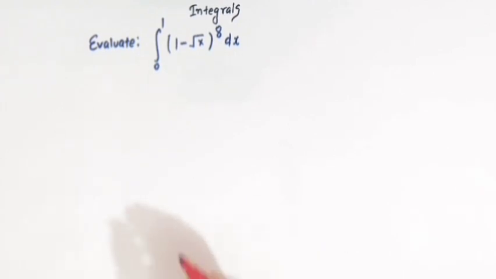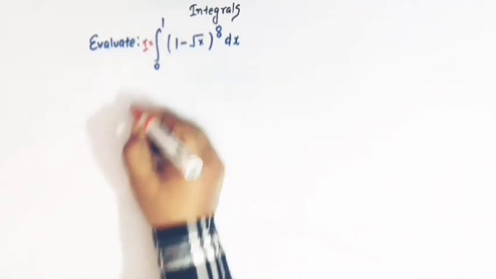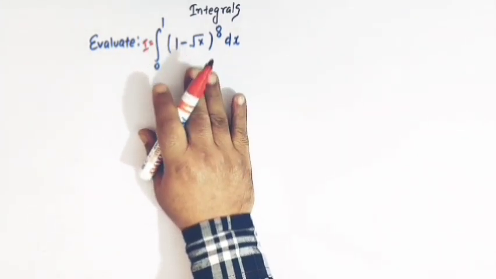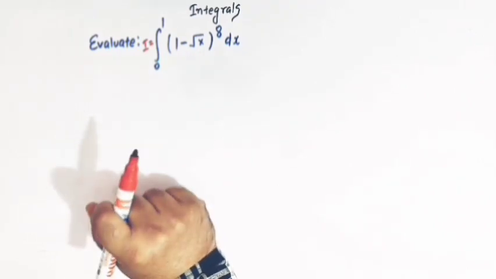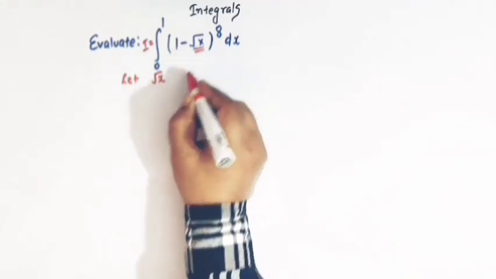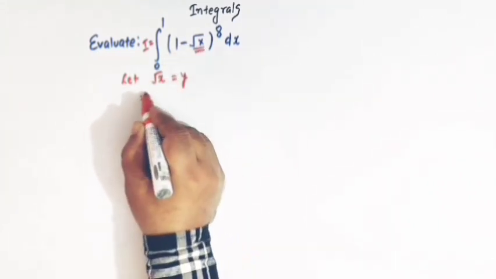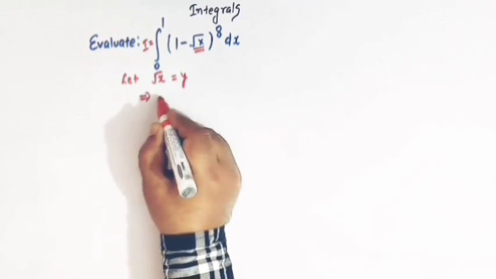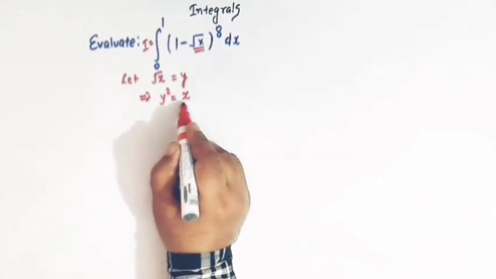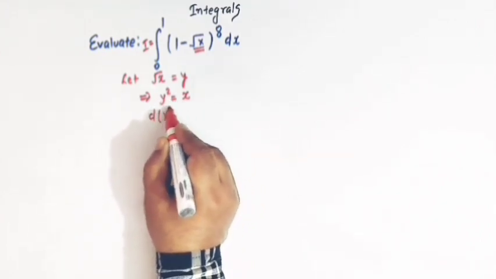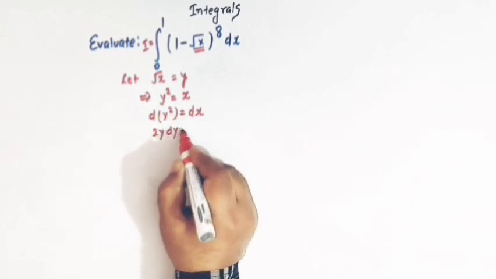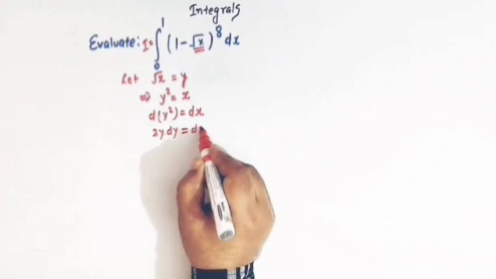So let us call this integral as I, right? So here what we will do, we'll make use of the method of substitution, right? So let us substitute square root of x as y, right? So y square is equal to x, right? So let us differentiate both sides. So d of y square is equal to dx, so we have 2y dy is equal to dx, right?